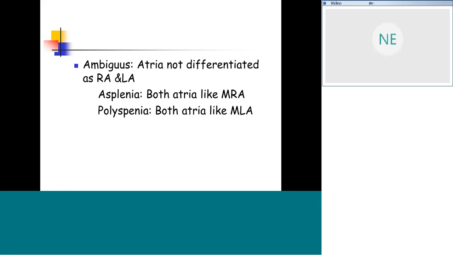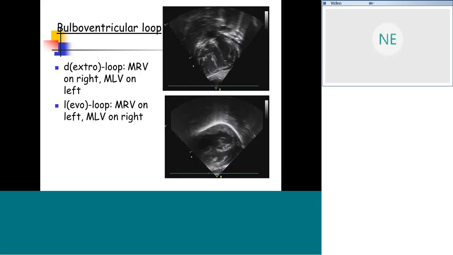In situs ambiguous, if both the atria look like morphological right atrium, it is named right-sided isomerism, where asplenia is common, and if both the atria look like morphological left atrium, then polysplenia is a common association. How do we suspect situs ambiguous? We will see in further slides.